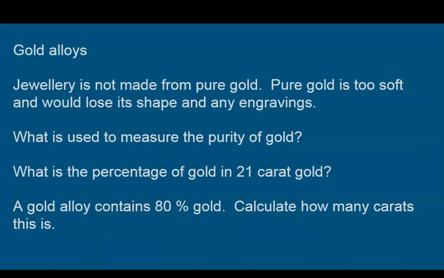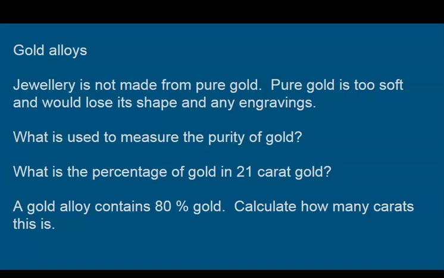Gold is an important example of a metal that is alloyed, simply because pure gold is far too soft. For instance, my wedding ring would have lost its shape a long time ago if it was made of pure gold, and the markings on it would have rubbed away. So most jewellery, well, pretty much all jewellery, is not made from pure gold. Pure gold is 24 karat gold. So it's the carat that's used to measure the purity of gold.